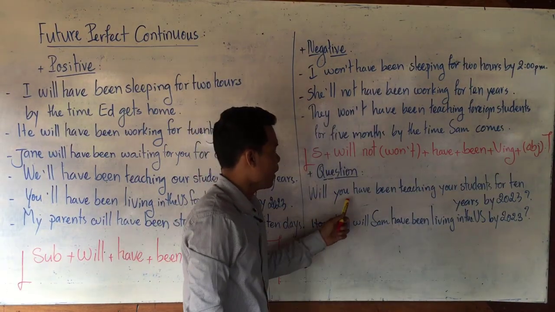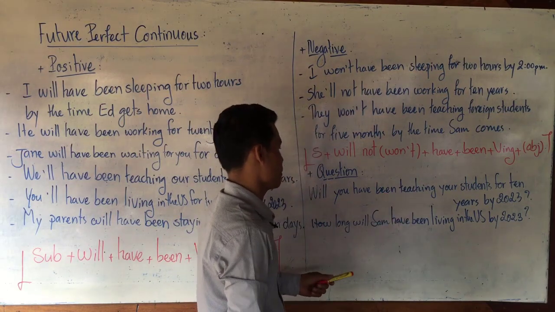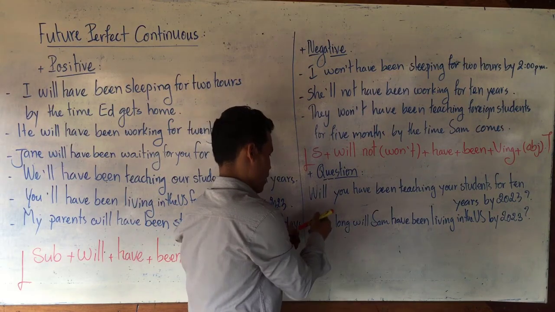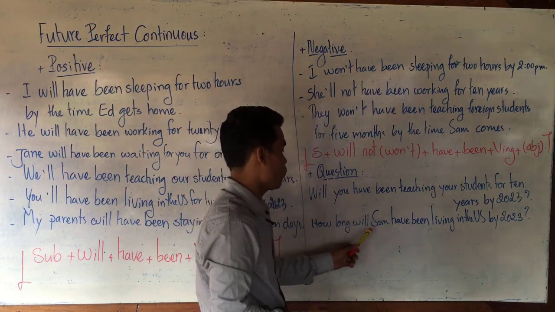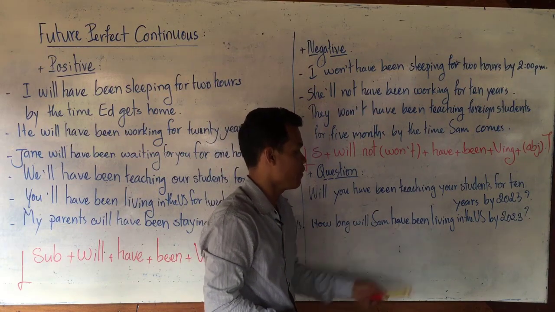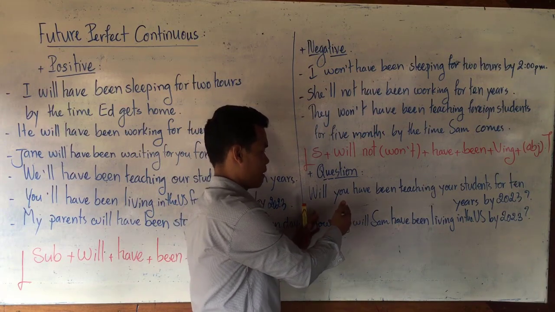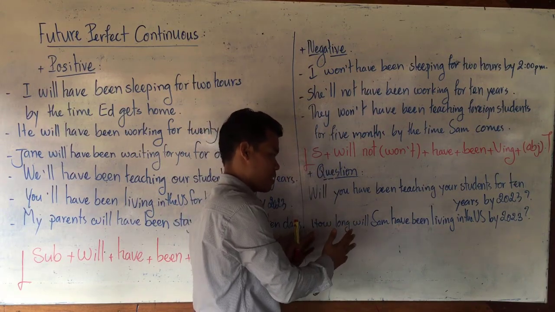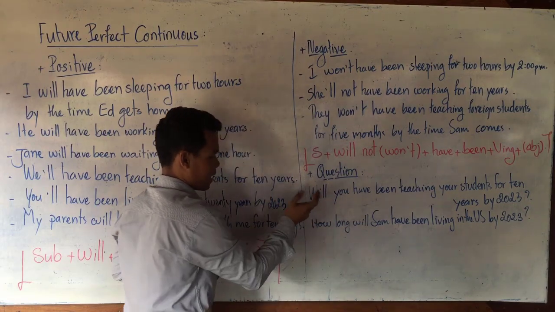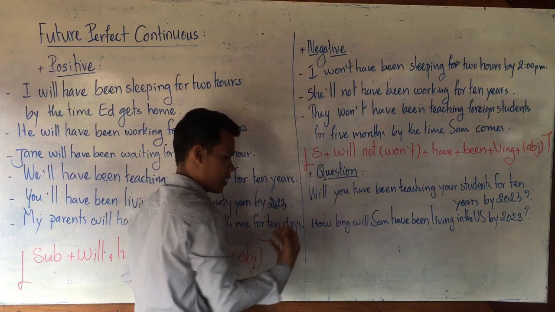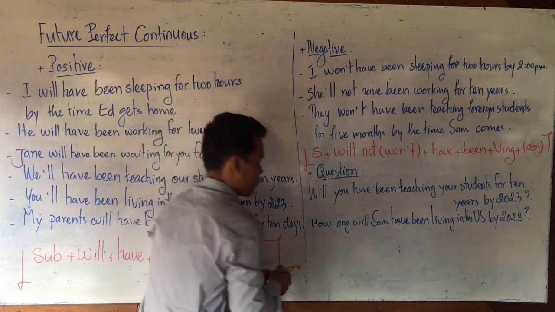Questions. Will you have been teaching your students for 10 years by 2023? Will comes before the subject you. How long will Sam have been living in the US by 2023? It starts with how long. So through these two examples we can make the formula. Will is a general question. How long is a WH question or information question. So we can make the form like this.